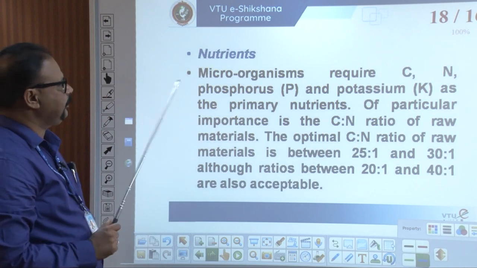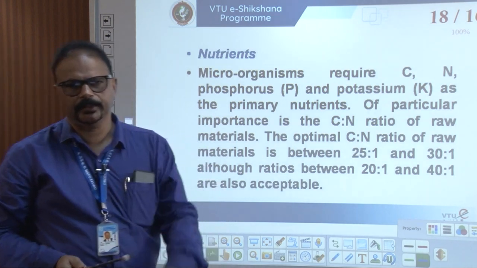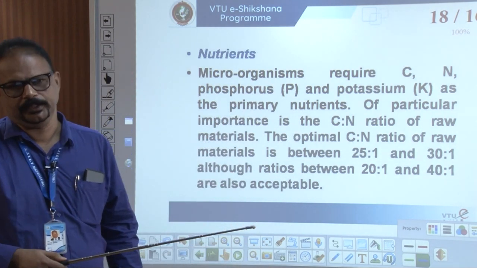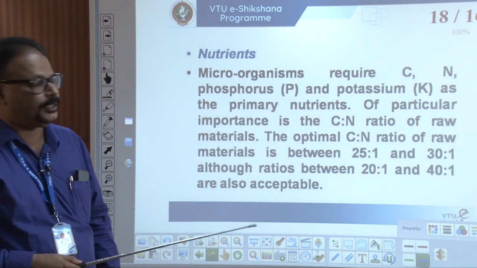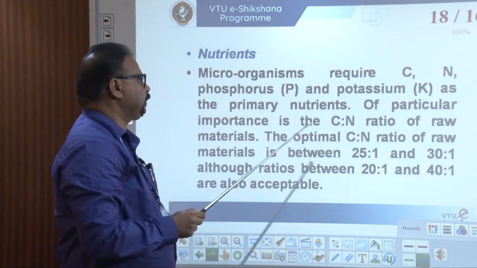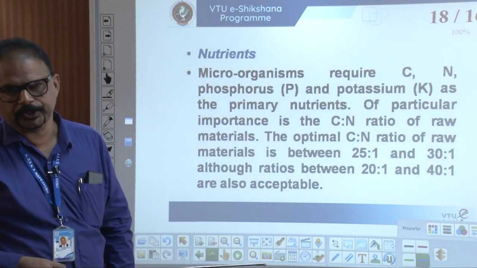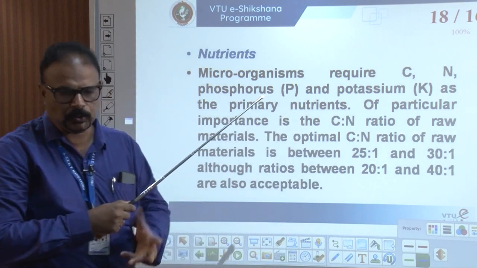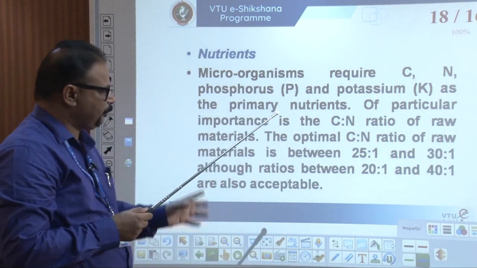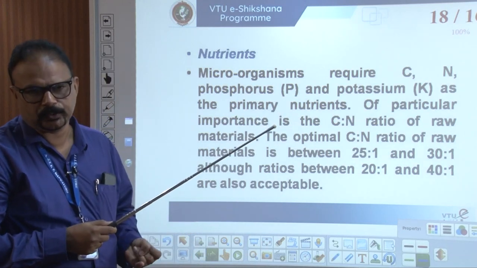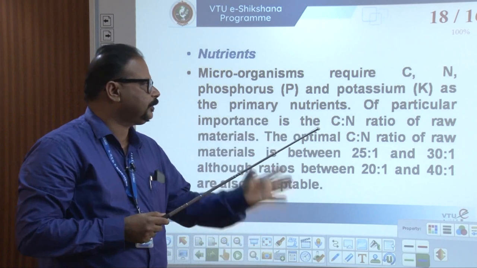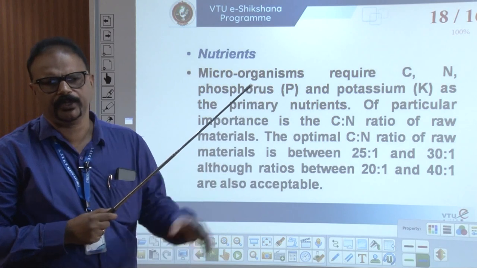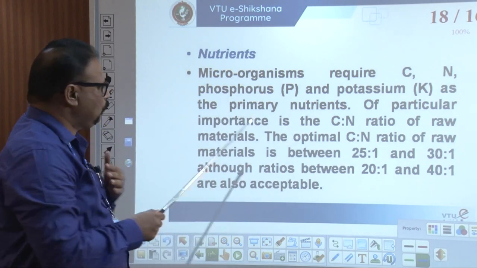Then nutrients. Microorganisms require carbon, nitrogen, phosphorus and potassium as primary nutrients. Very, very important for the growth of microorganisms. They require carbon, nitrogen, phosphorus and potassium. For their growth, they will produce more and more microorganisms, and we have to maintain it.